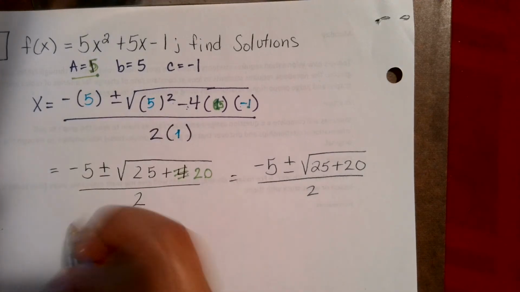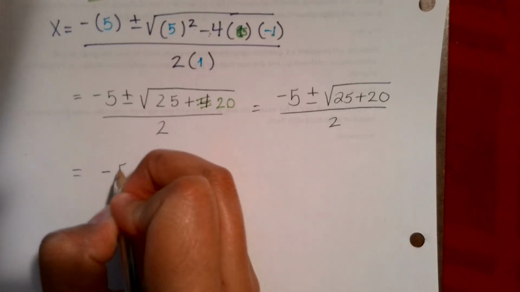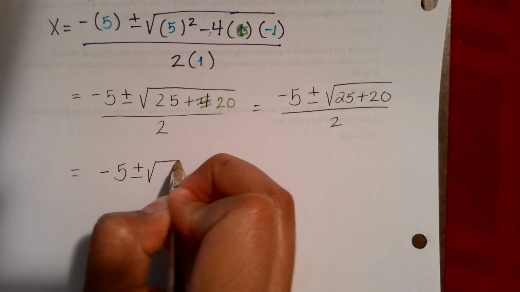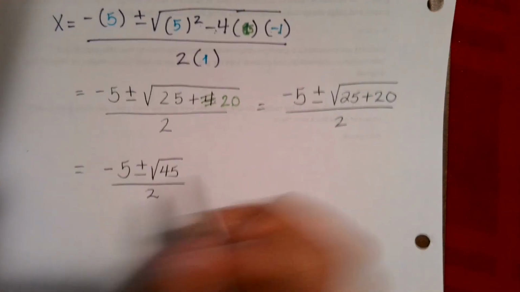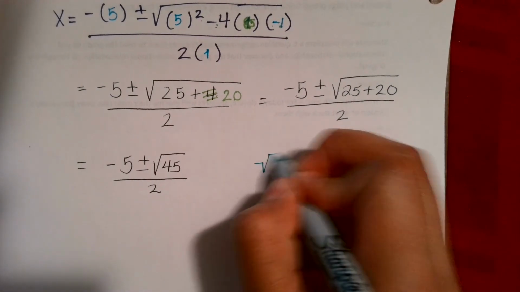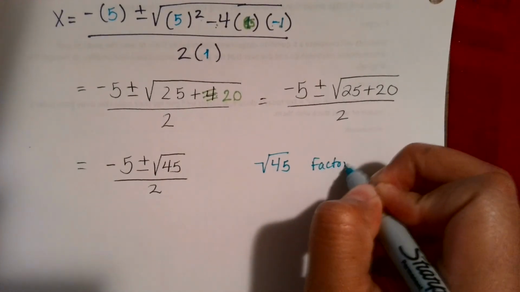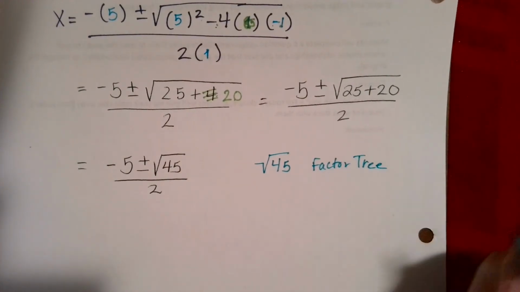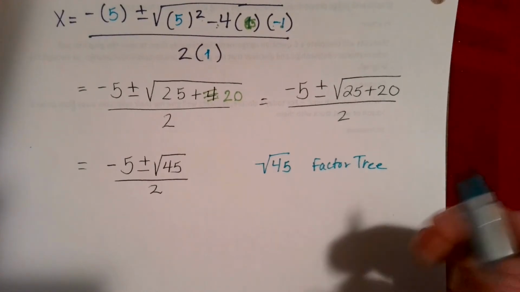So let's go ahead and simplify it some more. So we're going to have -5 plus or minus the square root of 45 divided by 2. And again, this is where we want to simplify our radical. We want to simplify the square root of 45. To do that, we're going to use the factor tree. I forgot to name it earlier, where we divide into all our prime factors.